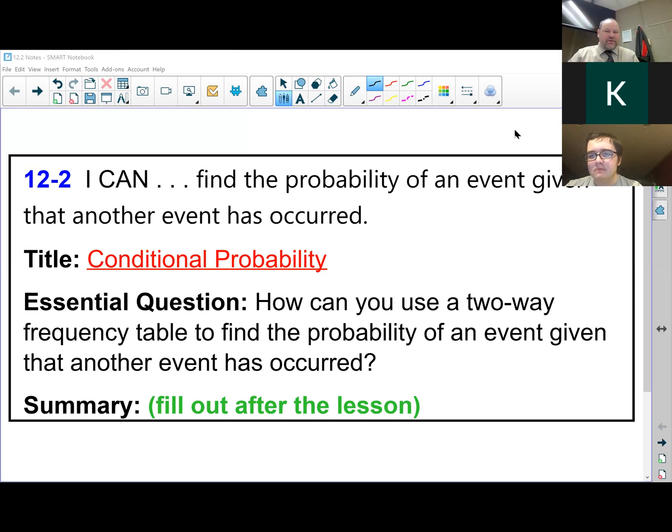So today we're going to talk about conditional probability, which basically is the probability of one event happening after another event has already happened.